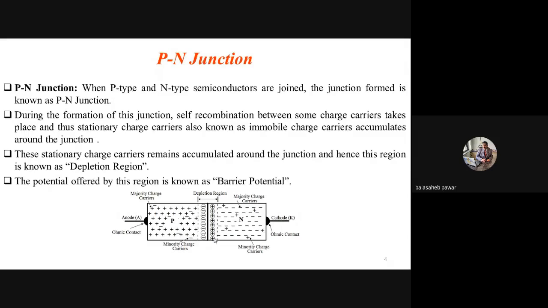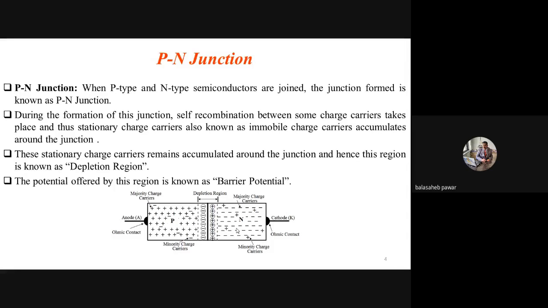Again, what is the meaning? No need to remember anything over here. Barrier means an obstacle. So this depletion region, the stationary charge carriers accumulated around the PN junction, are acting as a wall, a barrier to whom? To the remaining charge carriers available in the remaining region of the P and N type semiconductor, preventing them from recombining or migrating from one terminal to another.